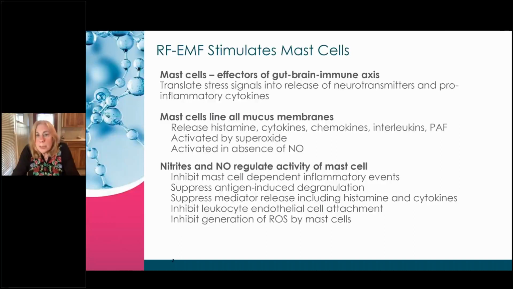So supporting that nitrate to nitrite to nitric oxide pathway, you are helping to regulate the activity of the mast cell. You're inhibiting the mast cell degranulation and histamine release, inhibiting the inflammatory cytokine release, inhibiting leukocyte endothelial cell attachment, and you're inhibiting generation of reactive oxygen species.